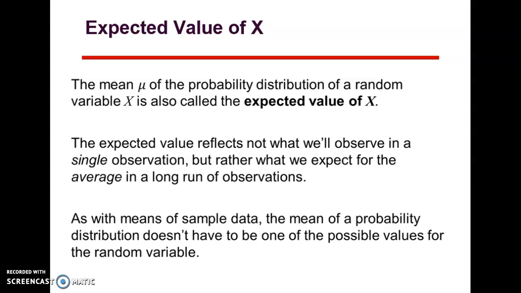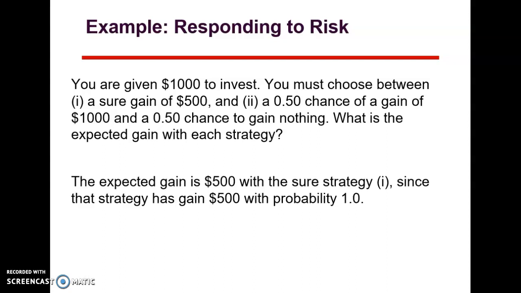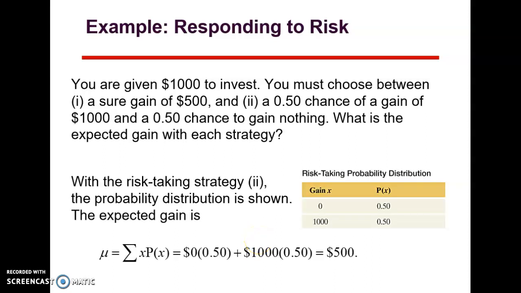Now, weirdly enough, the mean of the probability distribution doesn't actually have to be one of the possible values for the random variable itself. This example is about responding to risk. Some people naturally respond to something more risky, even though it gives them the same expected gain, and they tell you how to do this with the sure strategy. And then they go into how to do this with the risk-taking strategy. That'll come up in a few problems for homework or for a quiz.